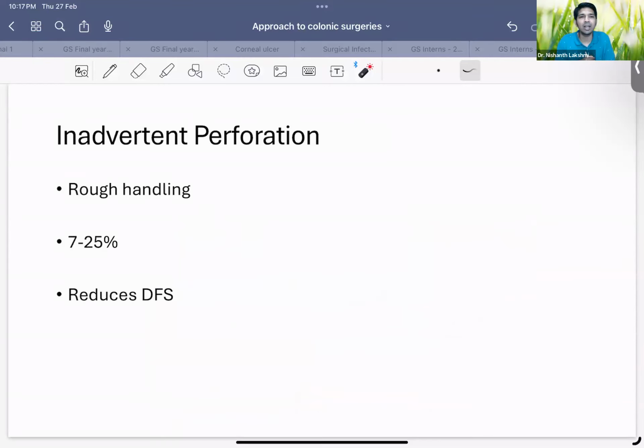Last slide, I think, is regarding inadvertent perforation. Whenever you're handling the bowel in a very rough manner, you can cause perforation in about 7 to 25% of cases. Whenever there is a perforation, there is a reduced disease-free survival. So the idea is to be gentle. Now again, it comes back to the fact whether you need bowel preparation or not. Whenever you have prepared the bowel, it's much easier, much more pliable as compared to a loaded colon.